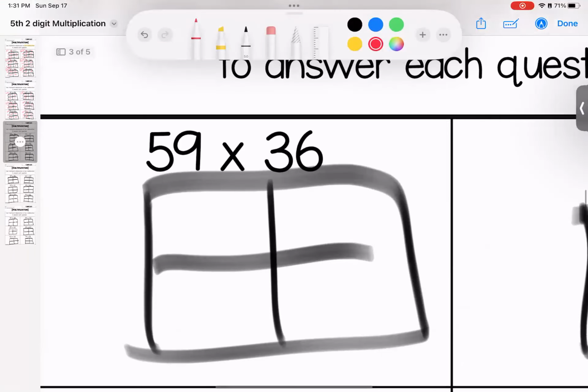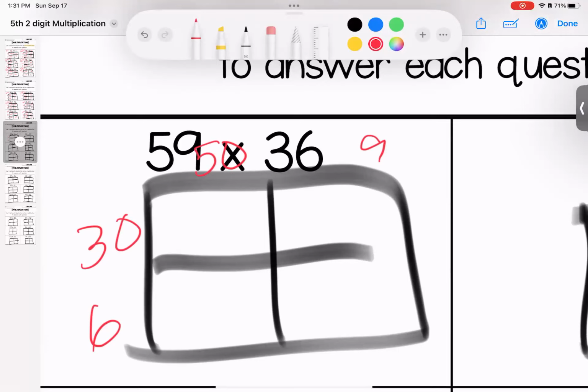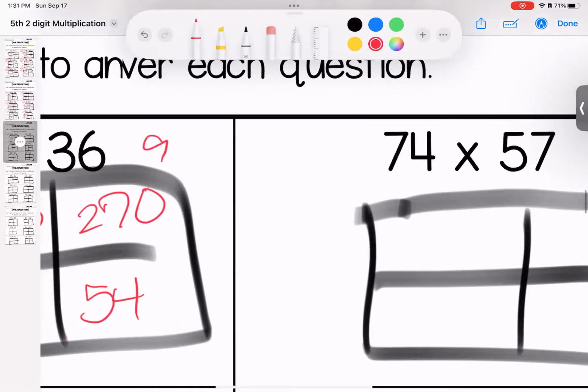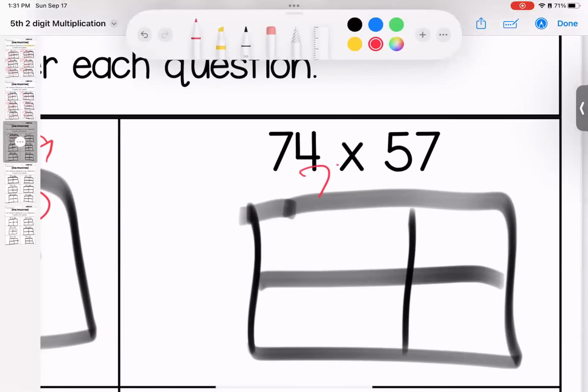Down here, we have 50 and 9, 30 and 6, breaking it apart into my tens and ones. 3 and 5 is 15, 2 zeros. 3 and 9 is 27, 1 0. 6 and 5 is 30 with a 0. 6 and 9 is 54. All together, 2,124.